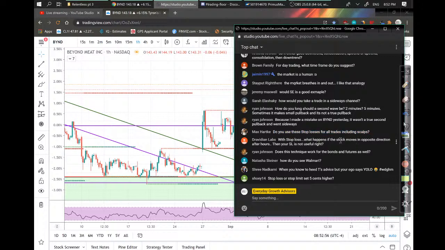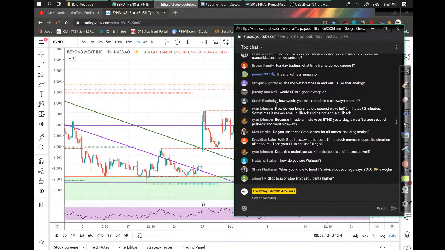With stop loss, what happens if the stock market moves in the opposite direction after hours? Then your stop loss is not useful. Yeah, it's not, until you have a good-till-canceled order. And so you've got to be careful. Does this technique work for bonds and futures as well? I wouldn't know. I never traded those and I don't recommend them.